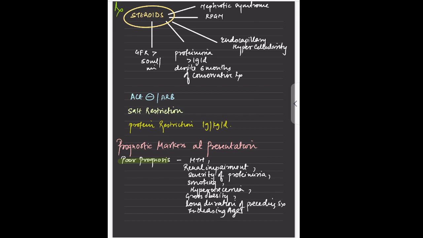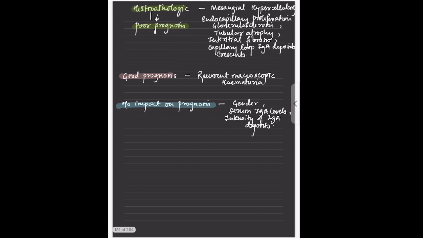The prognostic markers at presentation: poor prognosis is seen in hypertension, renal impairment depending upon the severity of proteinuria, smoking, hyperuricemia, gross obesity, long duration of preceding symptoms, and increasing age. Histopathology-wise, we have poor prognosis with mesangial hypercellularity, endocapillary proliferation, glomerulosclerosis, tubular atrophy, interstitial fibrosis, capillary loop IgA deposits, and crescents.